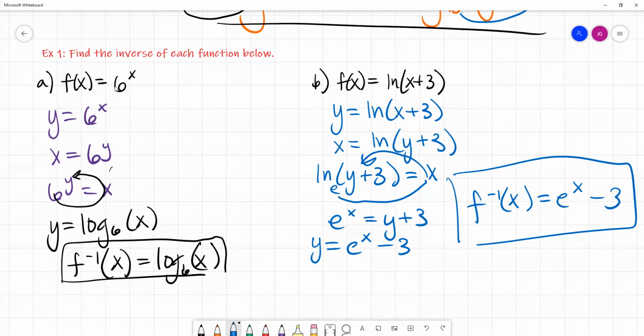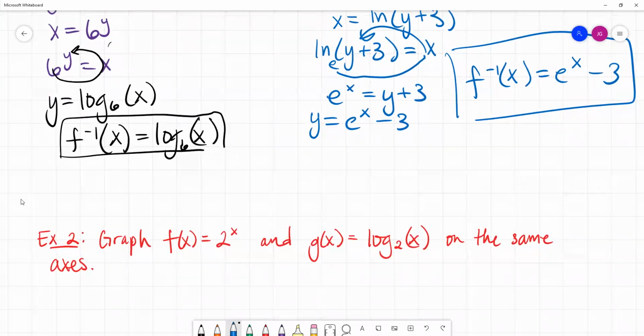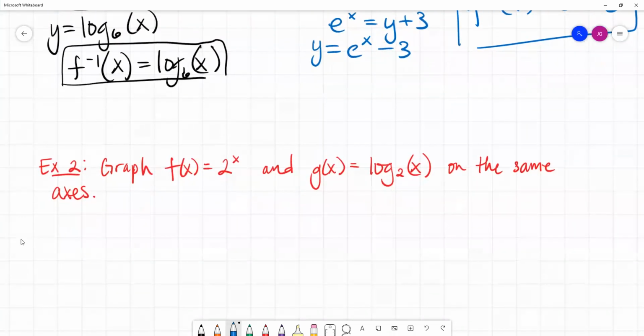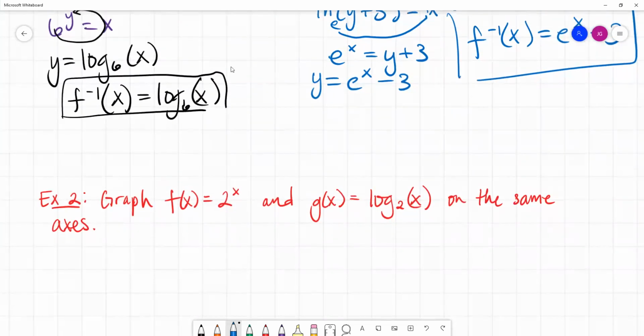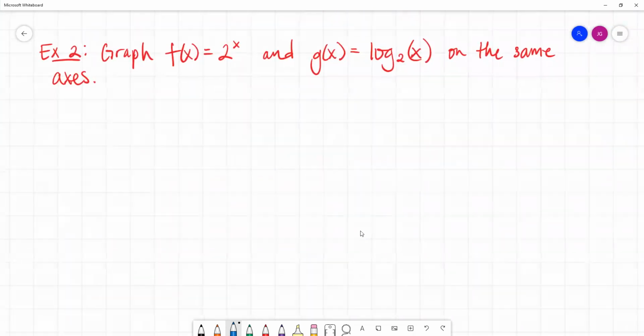Exponential with base 6, the inverse of it is a logarithm with base 6. Okay? Now let's take a look at that graphically. Okay, we showed it algebraically. Now let's see what that looks like graphically.